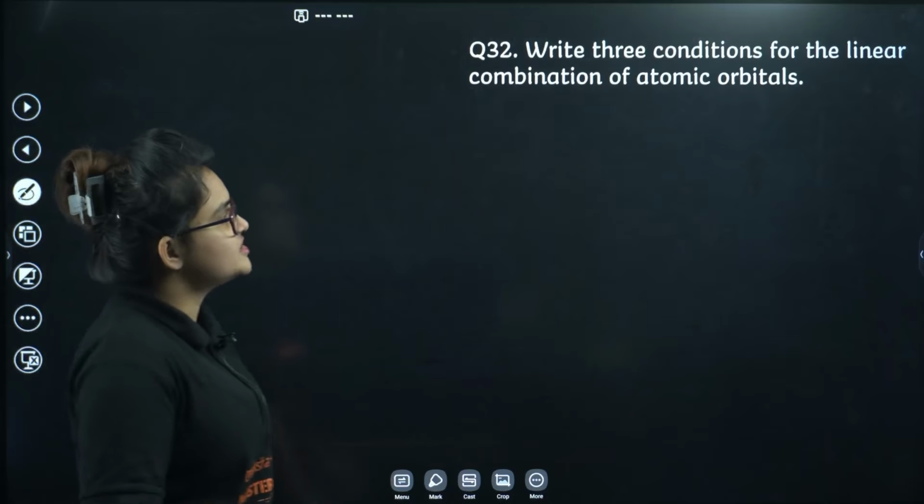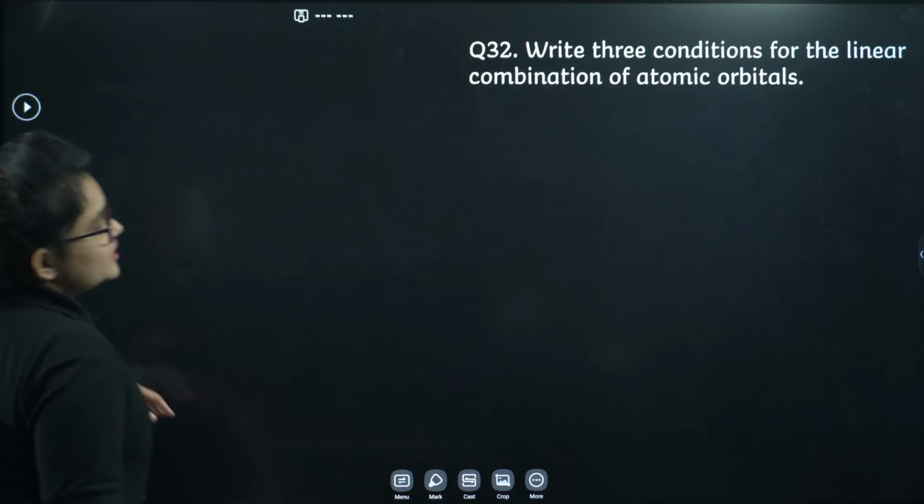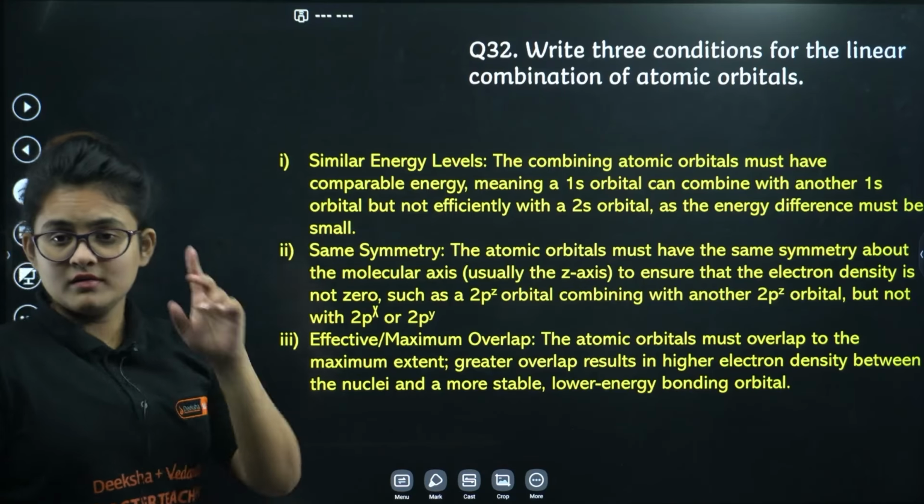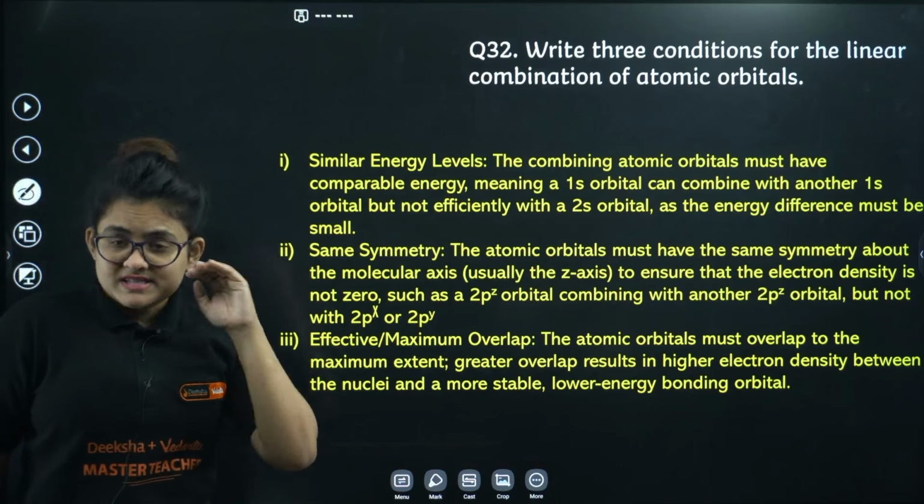Write 3 conditions for the linear combination of atomic orbitals, that is LCAO. Okay, so number 1, same energy level.